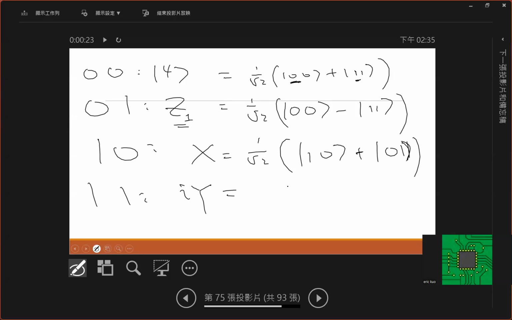So Y is just iXZ. This is simple. You just need to remember X and Z, and Y by definition is just i times XZ. Okay, and so it's 1 over square root of 2 times |01> minus |10>.